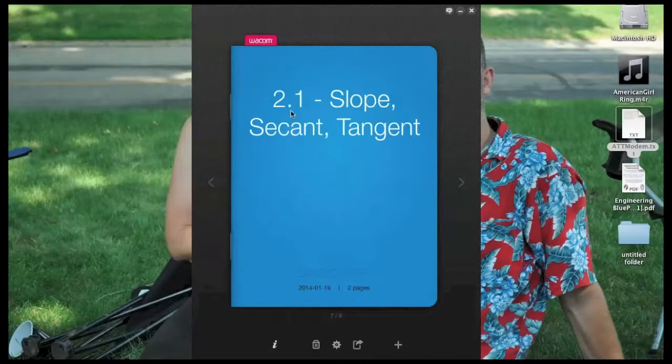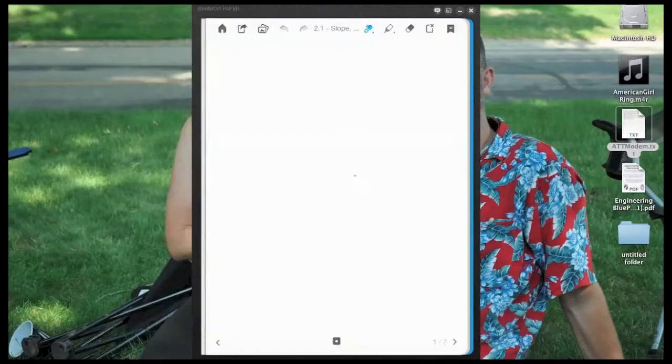So the first topic that we're going to really talk about is the topic of slope, secant, and tangent. And I think we're going to start in reverse and first talk about tangent. So let's get into it here. What is this tangent line? We're going to investigate the tangent line. What is it?